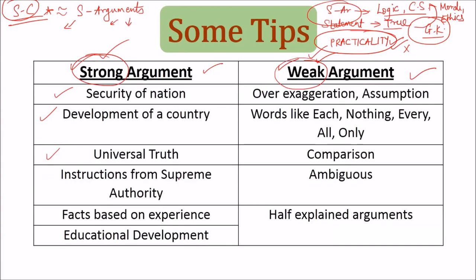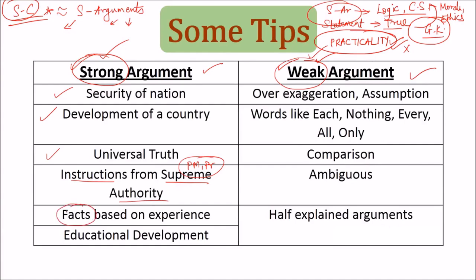Then instructions from a supreme authority. What do you mean by supreme authority? Like the constitution or the president or the prime minister, all these people can constitute a supreme authority, or a superior in a company, or your supervisor or the CEO, management and board of directors, all that stuff. These are supreme authorities and any instructions or orders given by them are to be considered a strong argument, okay.